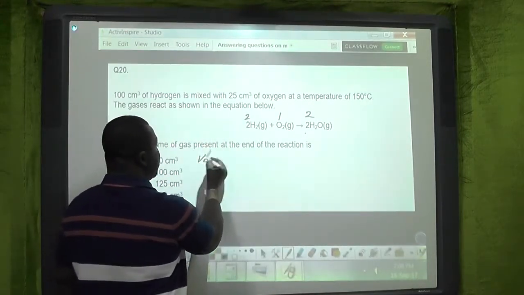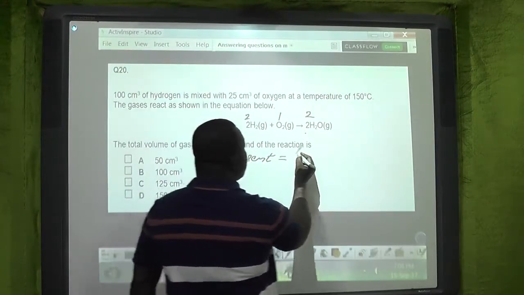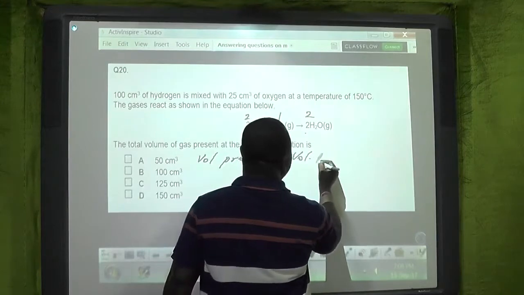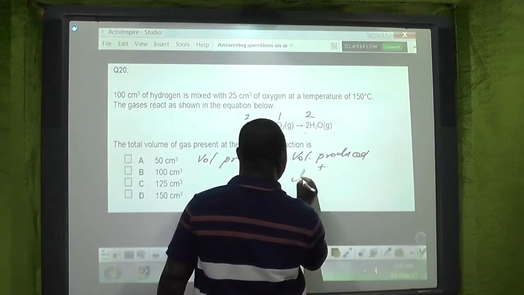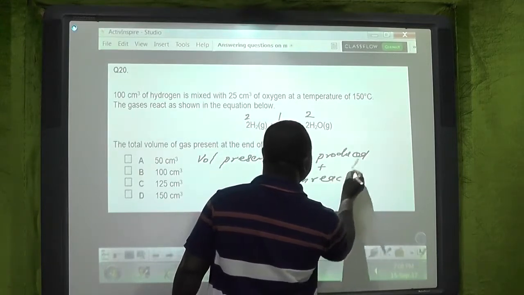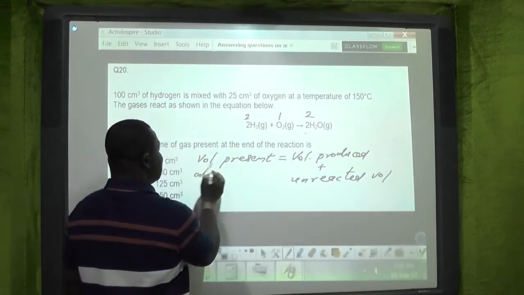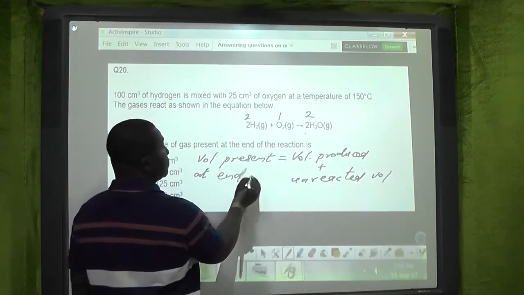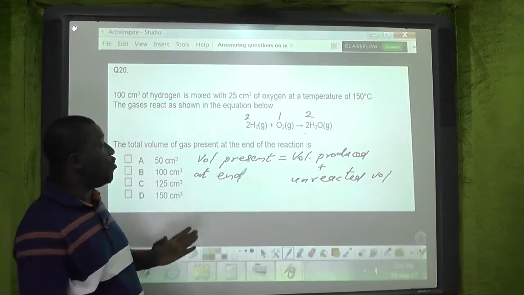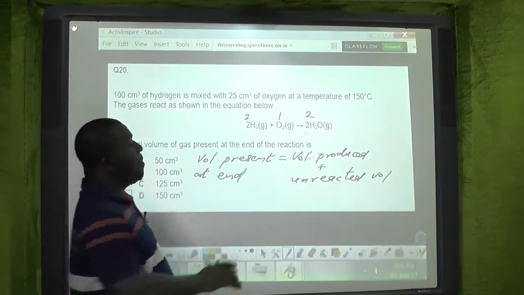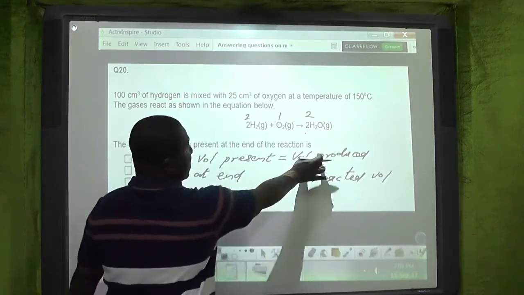That means volume present equals volume produced plus unreacted volume. Volume present at end of reaction equals volume produced plus volume unreacted. That is the unreacted volume. So what is the volume produced first, or volume unreacted? Let's look at it.